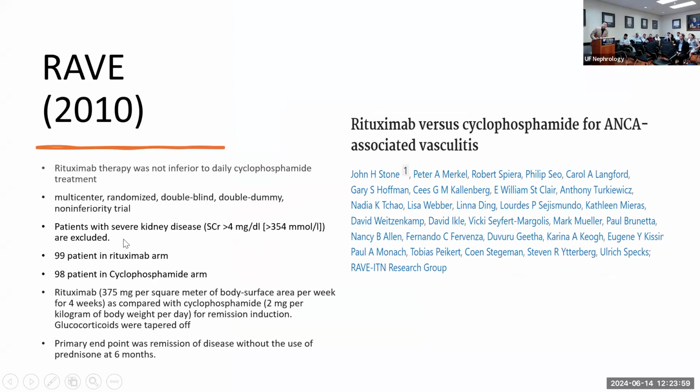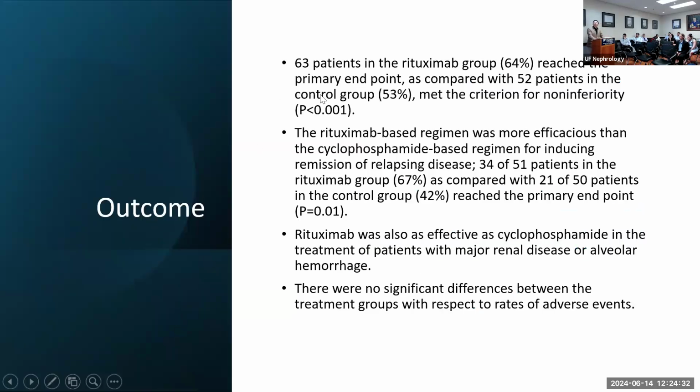But in this study, patients with neutropenia were excluded. This is important. In the rituximab group, it was just pure rituximab, with no backup of IV cyclophosphamide anymore. And then the next group is oral cyclophosphamide. The primary endpoint was remission of disease without the use of prednisone at 6 months. About 64% in the rituximab group and 53% in the cyclophosphamide group achieved remission.